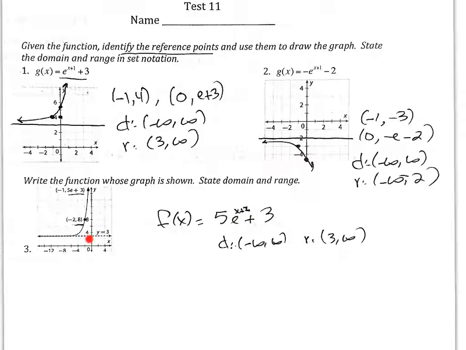Remember, your point is supposed to be on the y-axis. This point has been shifted 2 to the left from the y-axis, so I had to put an x plus 2. And that's all you do on that one, except don't forget to tell your domain and range. Don't miss a point because you forgot your domain and range.